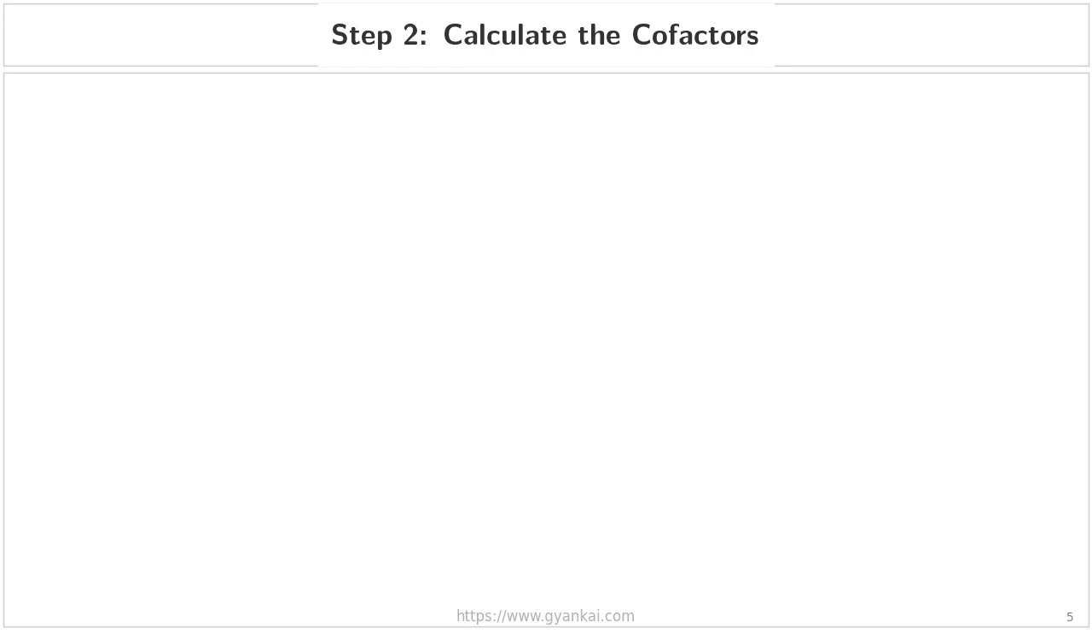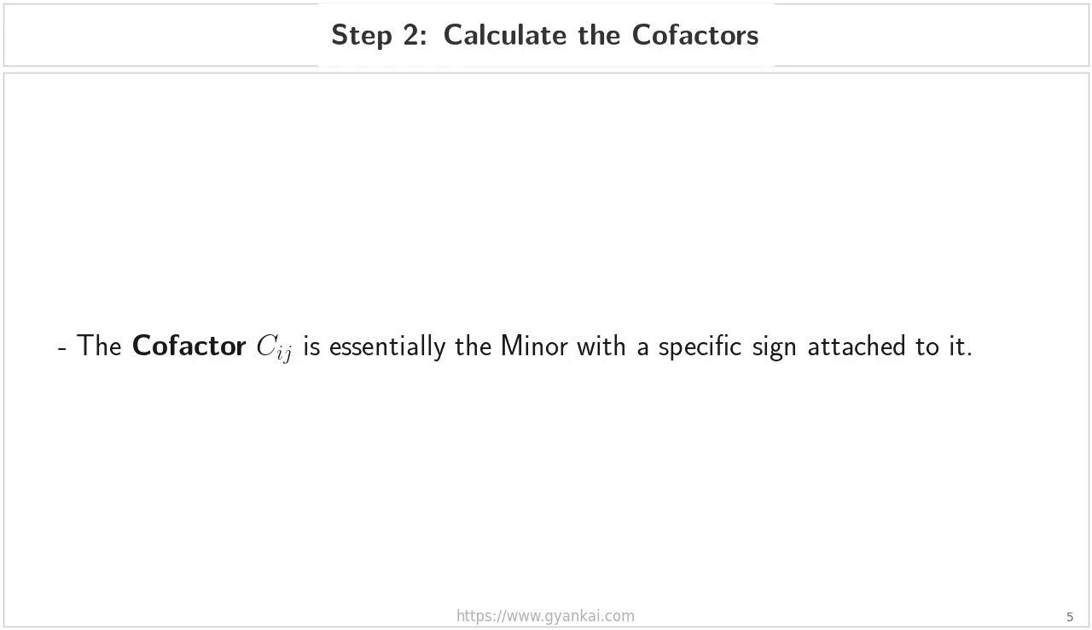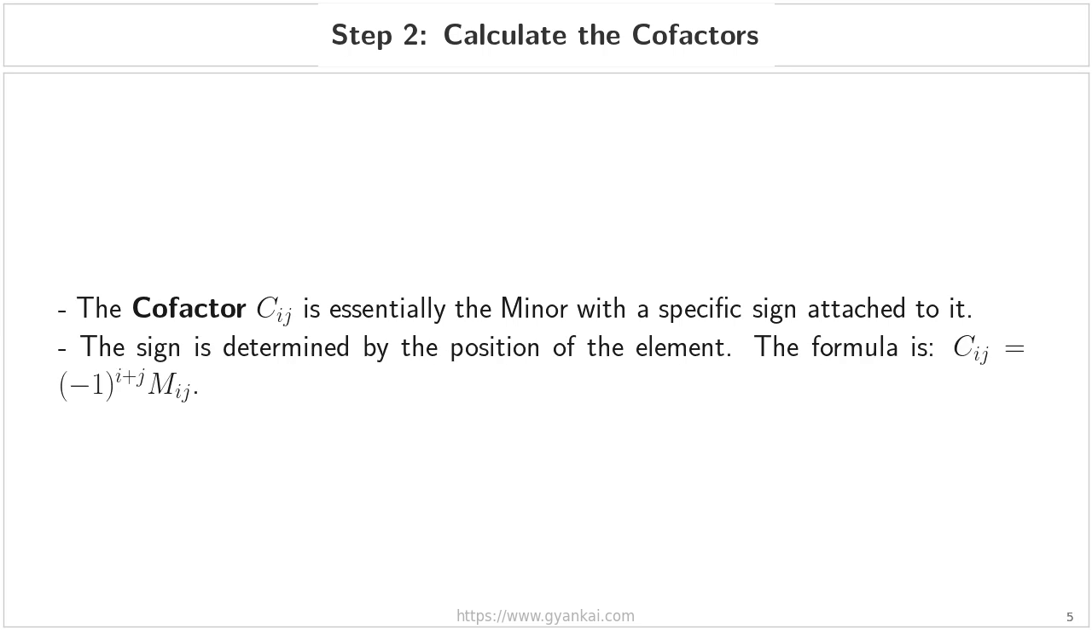Step 2. Calculate the cofactors. Now that we have a clear idea of how to find the minors from the previous step, let's move on to step 2, which is calculating the cofactors. You can think of a cofactor as being essentially the same as the minor we just calculated, but with one extra layer, a specific sign attached to it. To determine whether a value stays the same or flips its sign, we look at the position of the element within the matrix. Mathematically, we express this using the formula C sub i, j equals -1 raised to the power of the sum of i and j, all multiplied by the minor, m sub i, j.